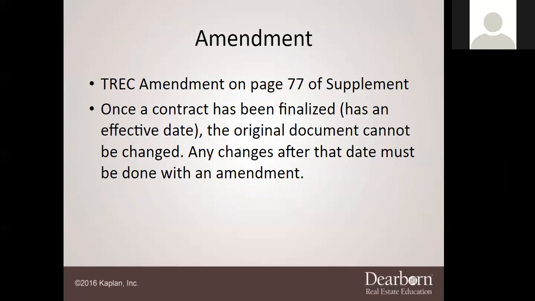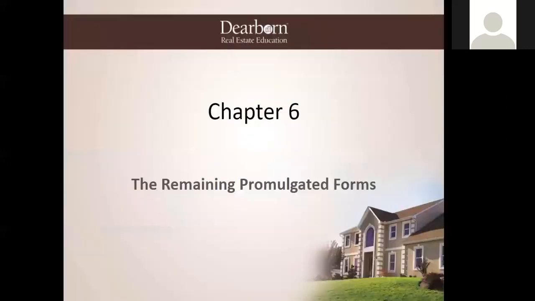So once a contract has been finalized, after an effective date has been put in, you can no longer go back and scratch out and initial stuff. Once the effective date is there, you can no longer change the original document. You're now under contract. So any changes after that date must be done with an amendment. And if there is not an amendment done, then it still stays the same values of what there already is.